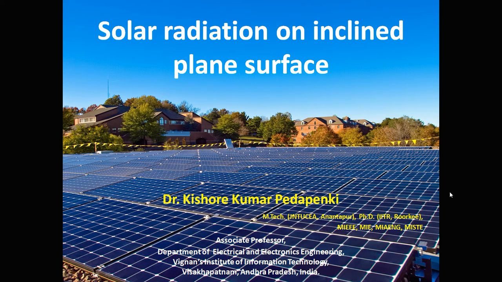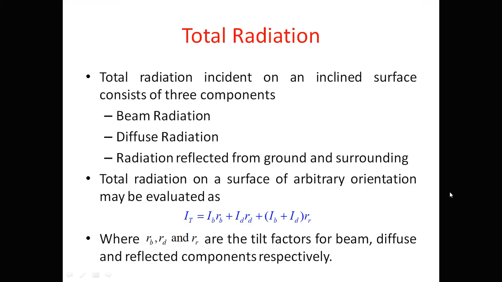Hi friends, in this video let us discuss solar radiation on an inclined plane surface. The solar radiation incident on an inclined surface normally consists of three things: one is beam radiation, the second is diffuse radiation, and the third is radiation reflected from ground and surroundings. As this is not the horizontal plane, this is an inclined plane, so definitely it can catch some of the reflections from the ground and also surroundings.